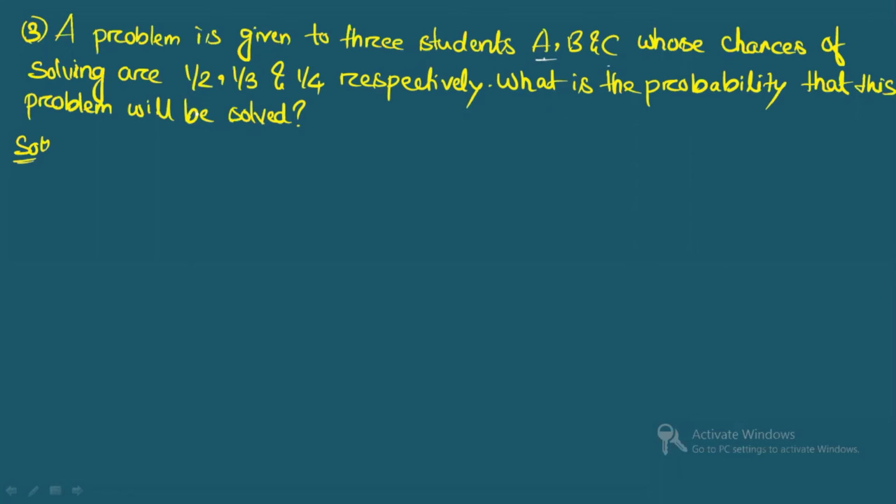A can solve the problem. The probability is 1 by 2. For B, it's 1 by 3. For C, it's 1 by 4. You are asked to find the probability this problem will be solved. That means either A or B can solve, or B and C, or A and C, whatever it is.